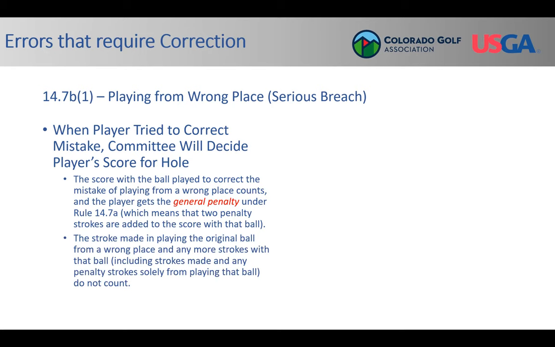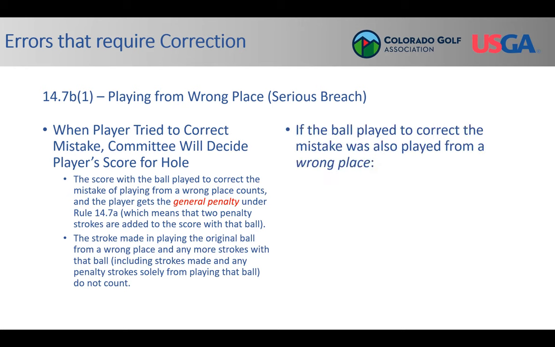The stroke made in playing that other ball from the wrong place, and any more strokes with it, we're just going to throw out. That ball is not going to count. We already know which ball is going to count here. But if we played that second golf ball to try and correct the serious breach, and by playing that second golf ball we also played from a wrong place, now we have two wrong places we're dealing with.